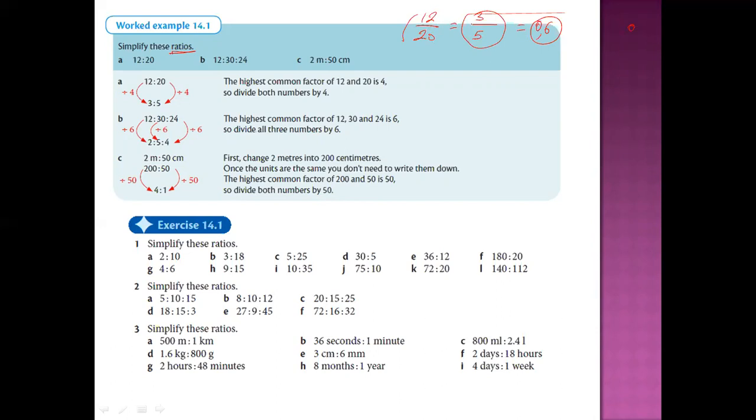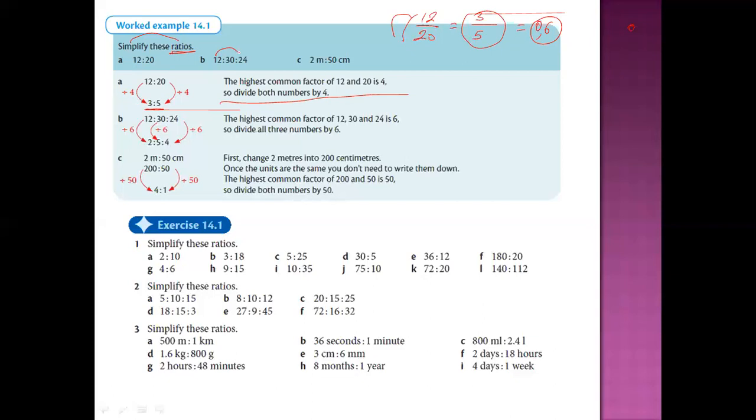I will remind you after a few minutes. So option B, no, first of all, let's read the explanation. The highest common factor of 12 and 20 is 4, so divide both numbers by 4, and the answer is 3 to 5. The ratio is 3 to 5. Don't forget, we are simplifying the ratios.